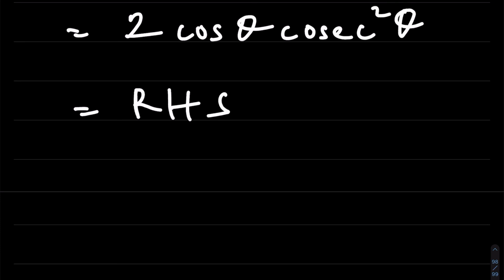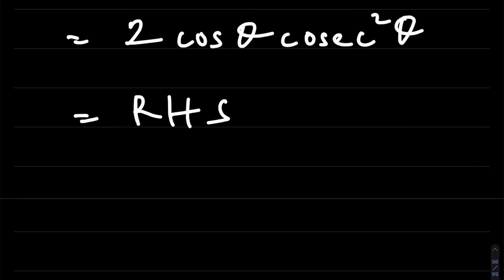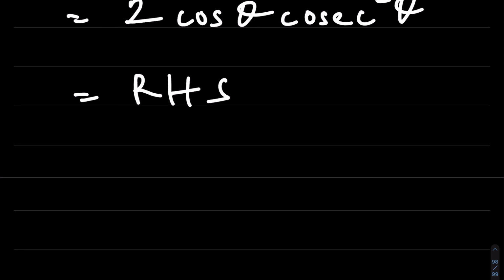It can be a bit tricky, but if you are careful and you know the basic identities, you'll be able to do the proof. You'll be able to show that the left hand side is equal to the right hand side. And that's it, very, very simply.